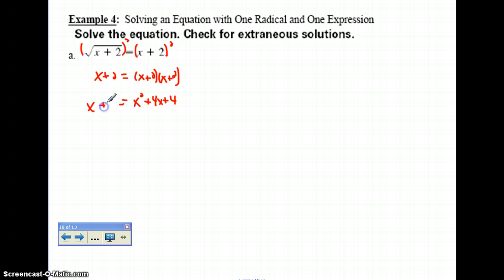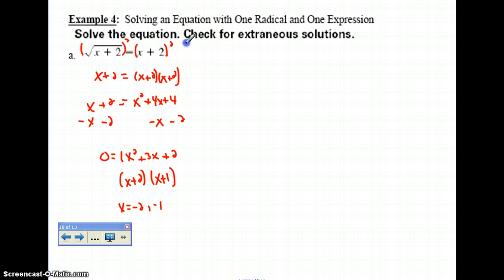So now I have a polynomial, which I like to deal with. This is a lot easier. So I'm going to get one side to be 0, because that's what we always do when we have a polynomial equation. I'm going to subtract x and subtract 2 from both sides. See what we have: 0 equals 1x squared plus 3x plus 2. That is pretty easy to factor, so that turns out to be x plus 2 times x plus 1. And that means that x equals negative 2 and negative 1.